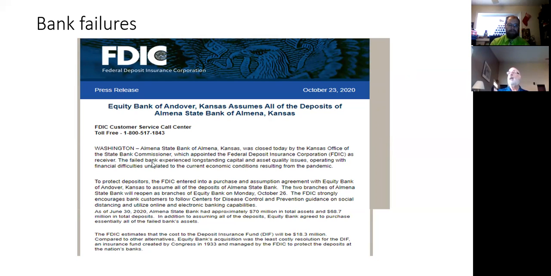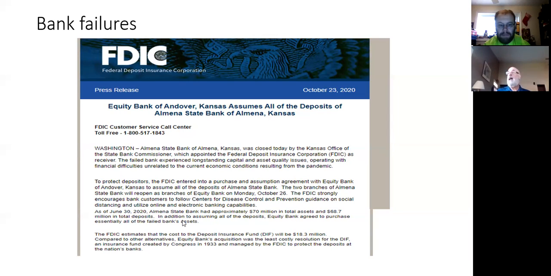And then it goes on to say, the bank experienced longstanding capital and asset quality issues. To protect the depositors, the FDIC entered into a purchase and assumption agreement with Equity Bank to assume all of the deposits. So right there, if you were a depositor and you had $400,000 in the bank and only 250,000 of that was insured, this transaction got you all $400,000. So you get all your money back. They assumed all the deposits.